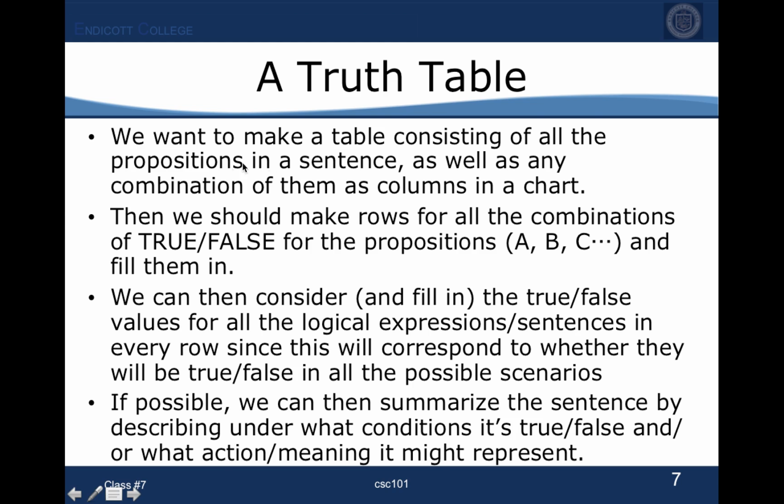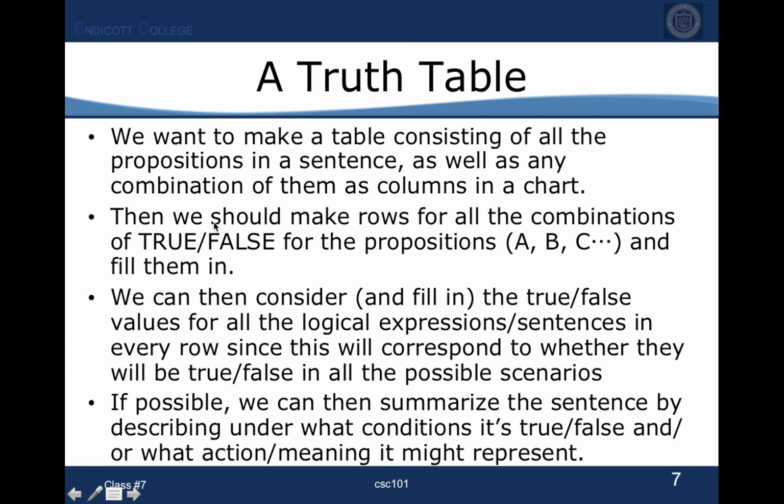So in order to make one, we're going to literally just make a table. And what is it going to consist of? First, it's going to consist of all the propositions in our logical sentence. So A, B, C, whatever we have, as well as any combination of them should be columns in our chart. We'll do examples of this if this isn't clear.